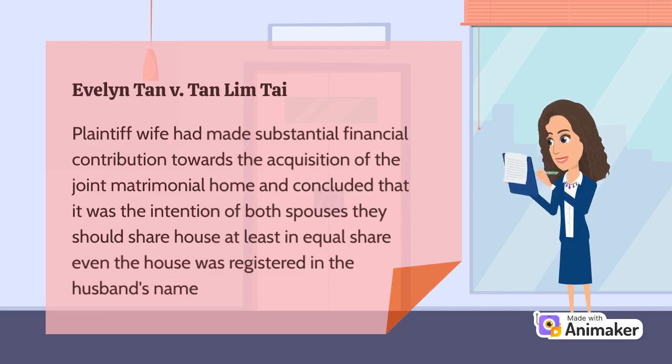In Evelyn Tan versus Tan Lim Tai, the court held that the plaintiff wife had made substantial financial contributions towards the acquisition of the joint matrimonial home and concluded that it was the common intention of both spouses that they should share the house at least in equal shares, even if the house was registered in the husband's name.